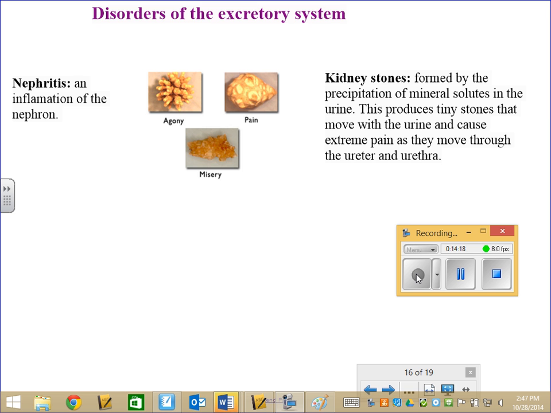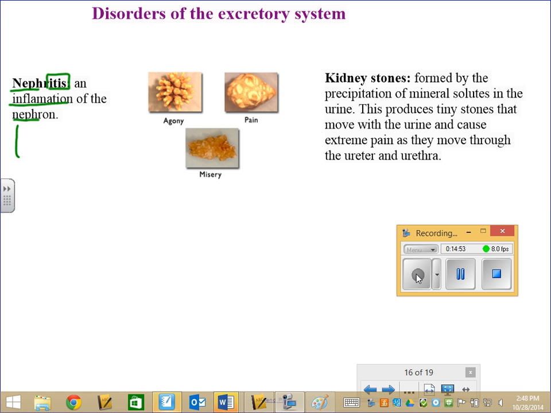So if you take a look, the first page gives you some basic things that could go wrong. This first description ends with itis. Anytime you see itis at the end of a word, it means that that structure is inflamed or infected. So nephritis has to do with your nephron. Now this is a really general condition. So it means that some part of your nephron is inflamed or infected.